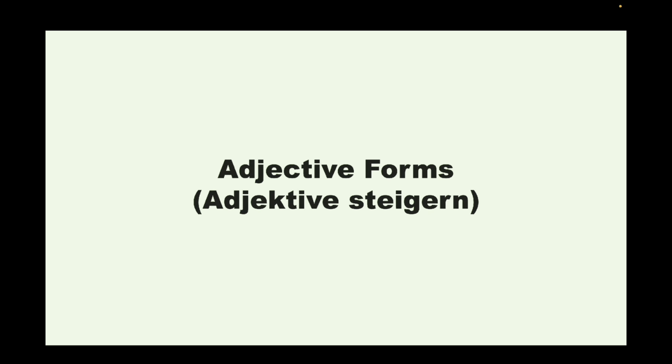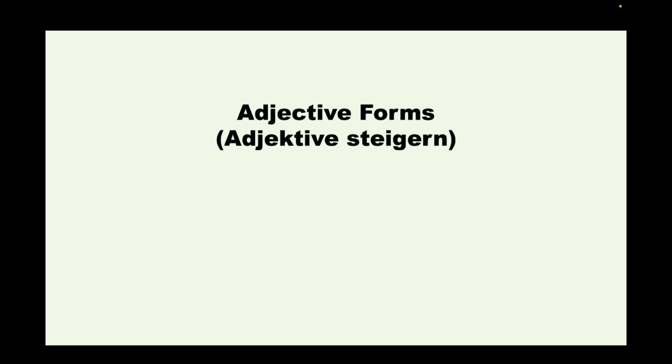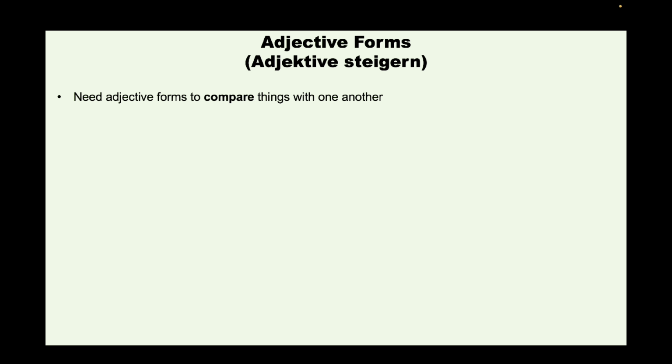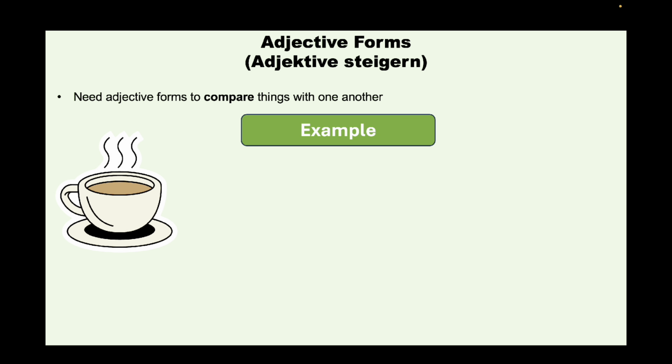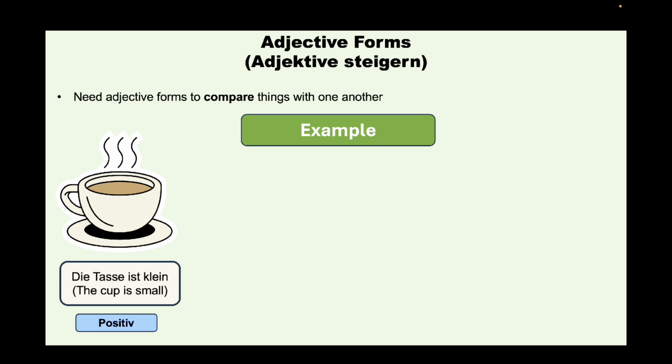Now what are the different adjective forms, or in German, Adjektive steigern? So why do we need them? We need these adjective forms to compare things with one another. Let's take an example. So here's a teacup. We can say, Die Tasse ist klein. The cup is small. This is the positive form.